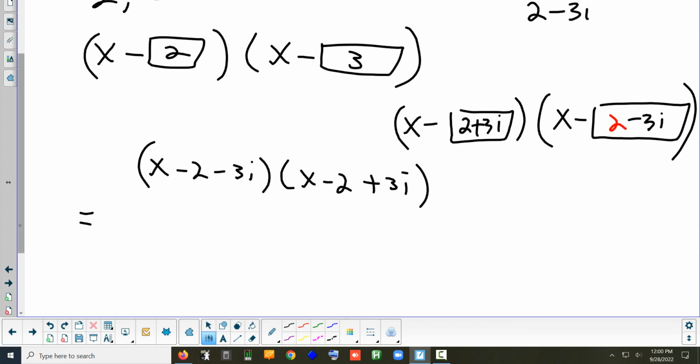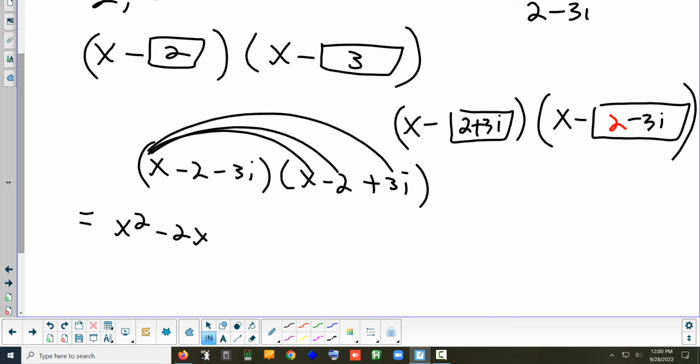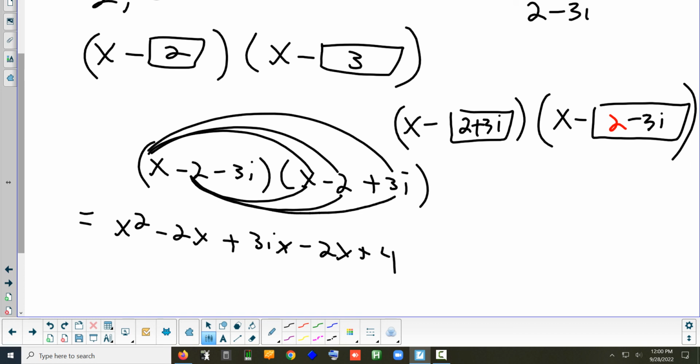Let's FOIL that and see what happens. What's x times x? x squared. x times negative 2, negative 2x. And then x times 3i, 3ix. Yeah, that's going to go away, so it doesn't even matter. What's negative 2 times x? Negative 2x. Negative 2 times negative 2, 4. And negative 2 times 3i? Negative 6i. And the last one, negative 3i times x? Negative 3ix. Negative 3i times negative 2? Plus 6i.